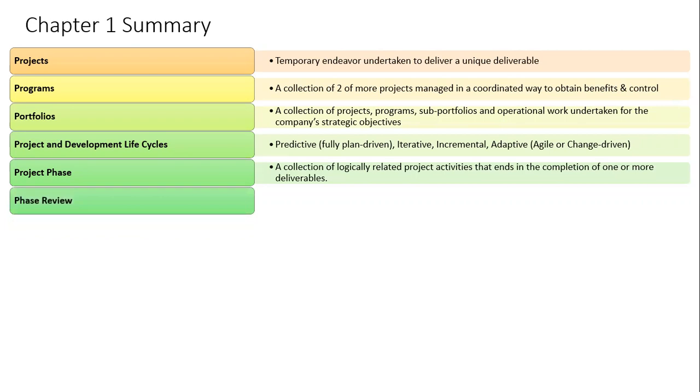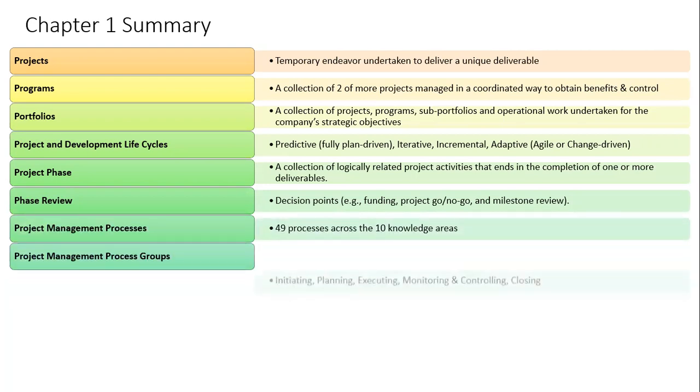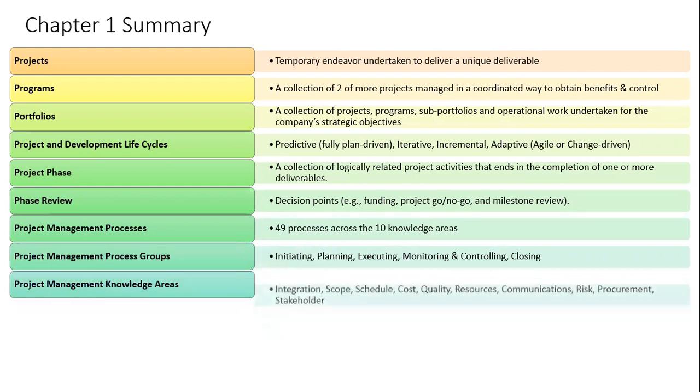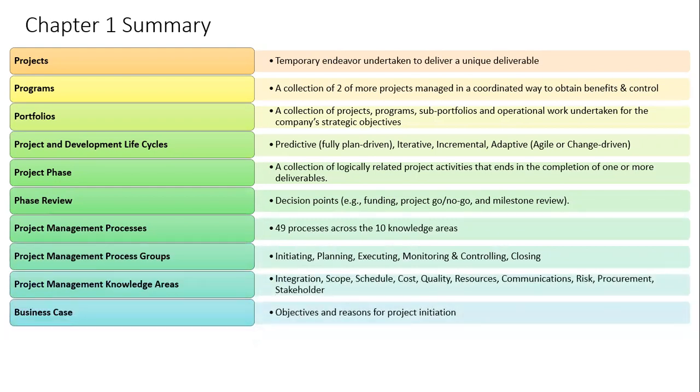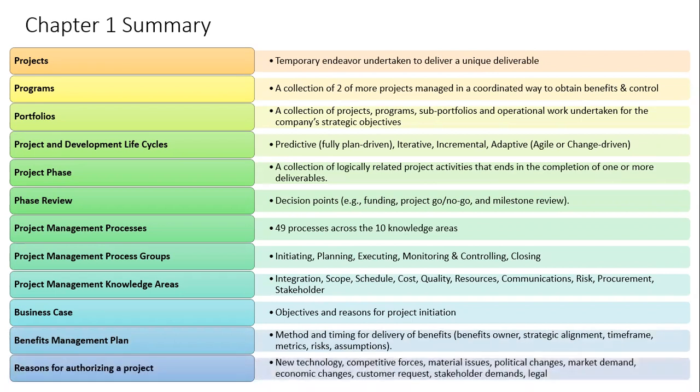And then understand that a project phase is different from a process group. Understand the different types of phase reviews. We use different names for these phase reviews. We could have milestones, kill points, phase exits, project go or no go. Understand the 49 processes, the 5 process groups, the 10 knowledge areas. Page 30 about the business case, page 33 about the benefits management plan, and reasons for authorizing a project should be understood.